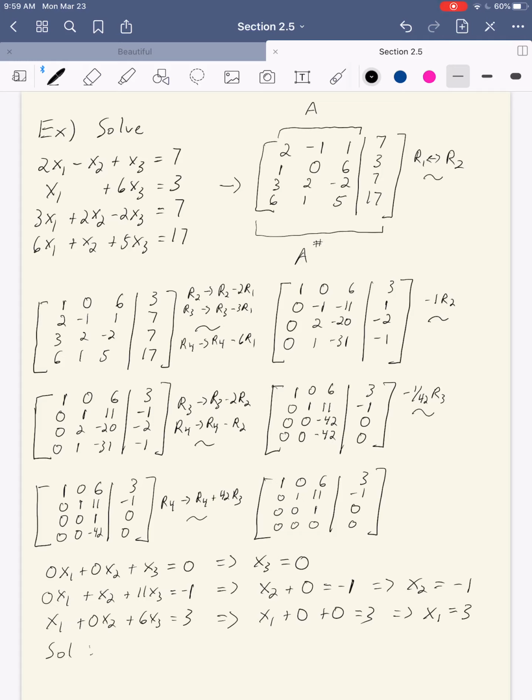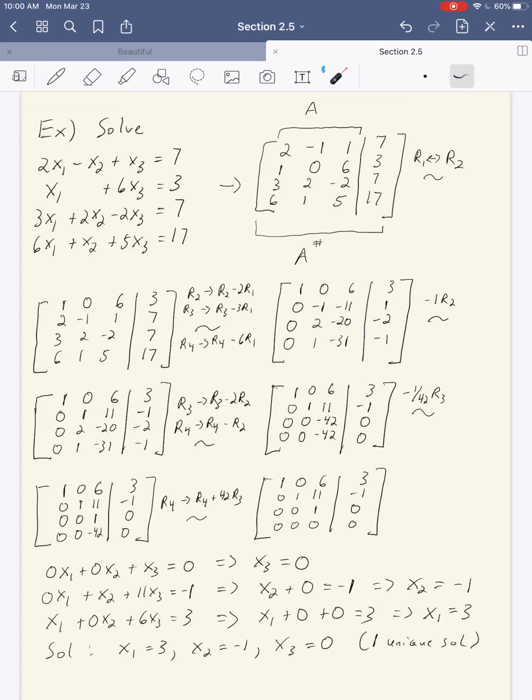So our solution here is we've got one unique solution: x1 equals 3, x2 equals negative 1, x3 equals 0. So we have one unique solution. Okay, there we go. All right, so were there ways that we could have sped this up?